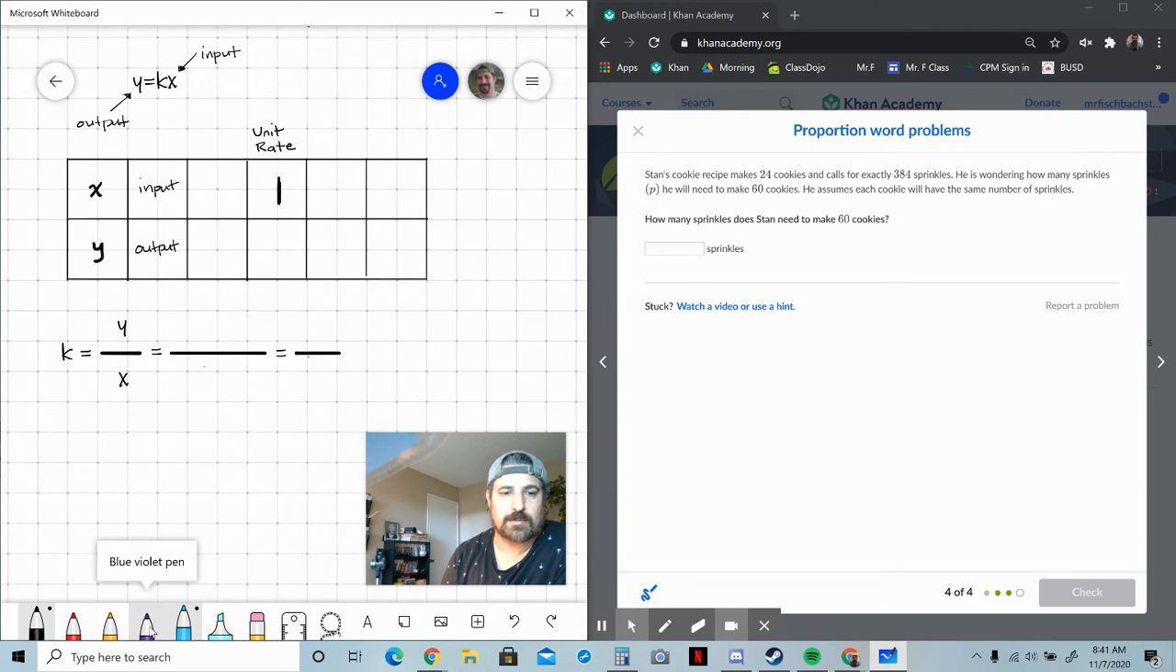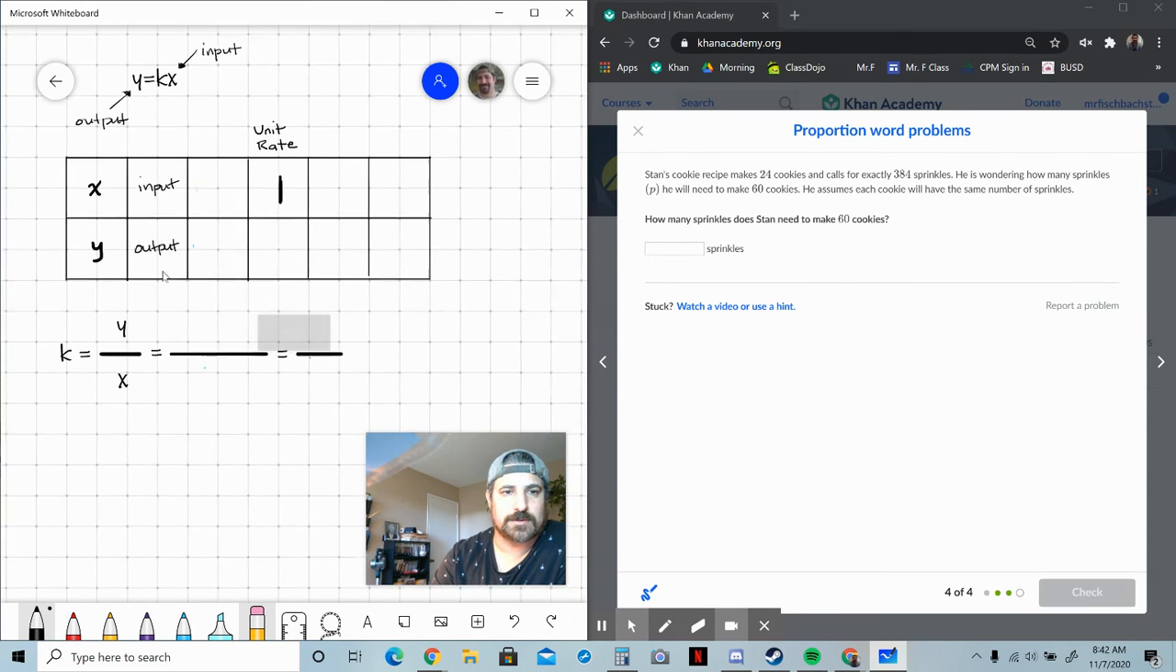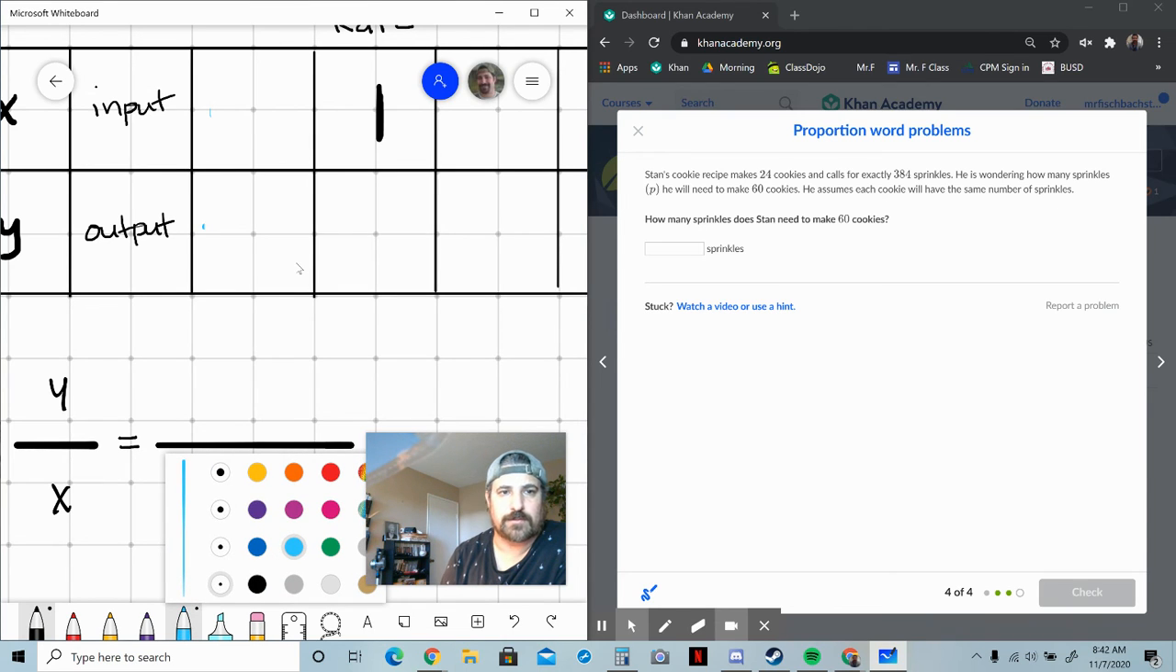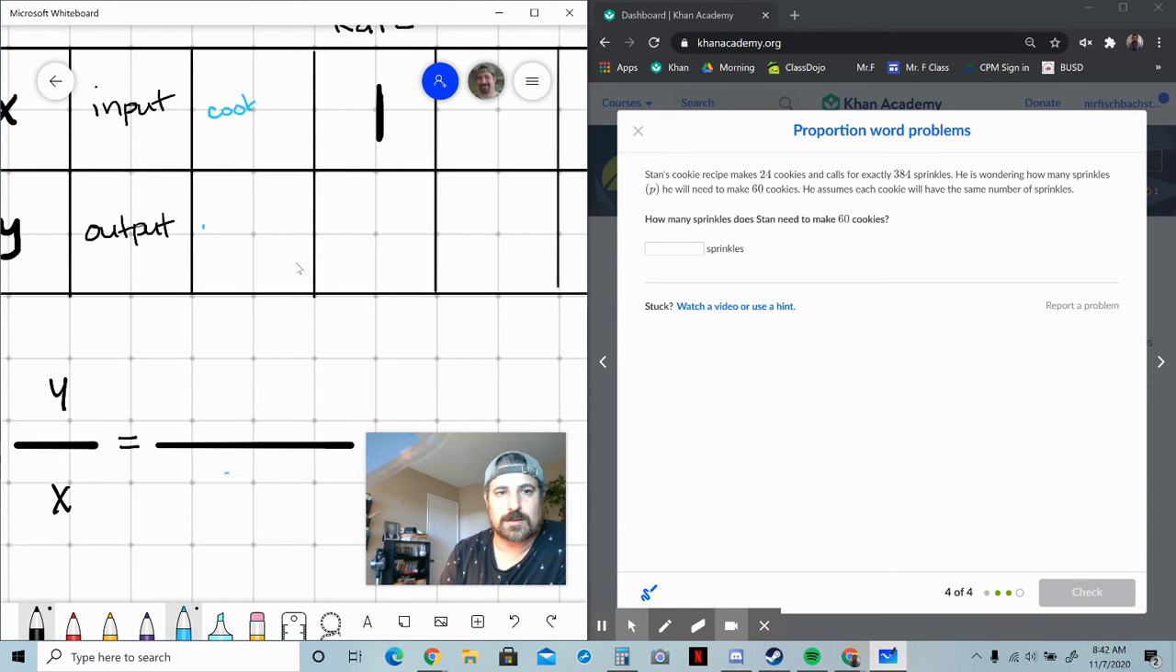So when I'm setting this problem up here, I would input the cookies, and output sprinkles. I can't really write, but there you go. Let me see if I can write that a little more carefully for you guys. Input cookies and output sprinkles. It's kind of tough to write this small. Let me zoom in. Whoa, that's better. Okay, let me try that again. Make this nice and pretty for you. Cookies and sprinkles. Little trick for all you guys using a tablet.